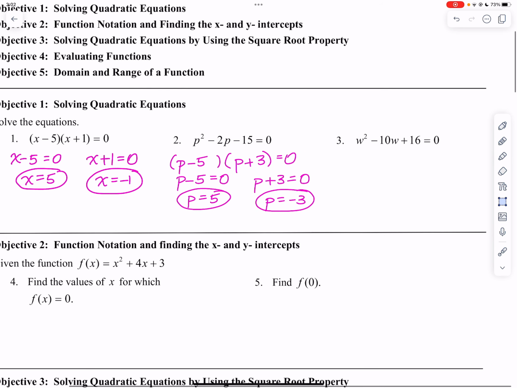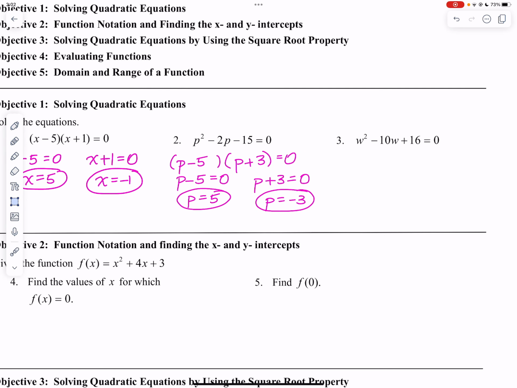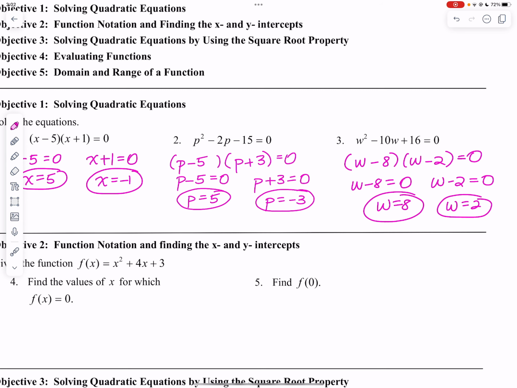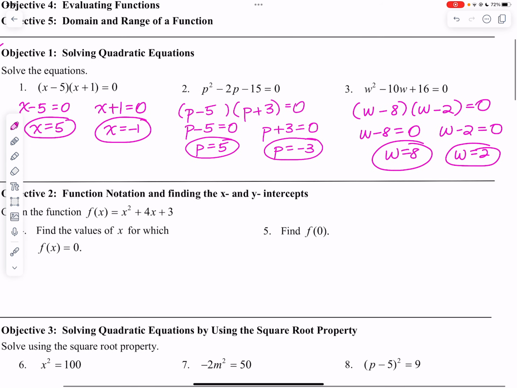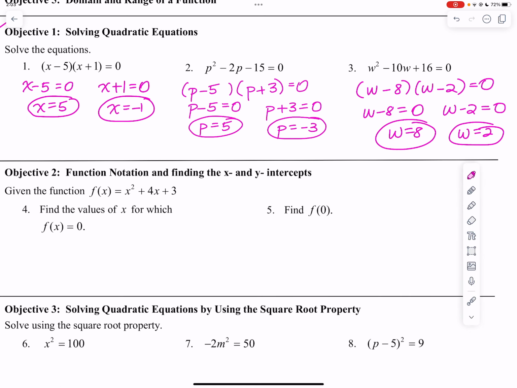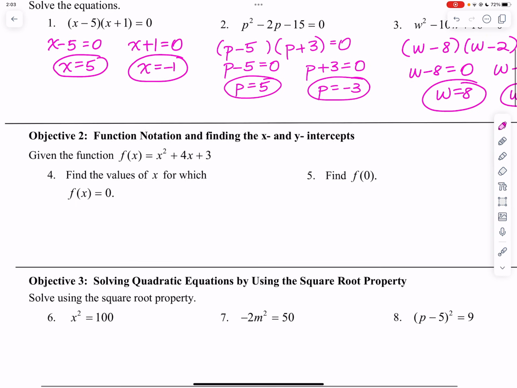Okay, moving on to number 3, we'll go ahead and factor that again. Another quadratic we have to factor, 2 numbers that multiply together to equal 16, and when we add them up we will have negative 10, and of course we have a negative 8 and a negative 2, so either w minus 8 equals 0 or w minus 2 equals 0. So w is either equal to 8 or w is equal to 2, or both.